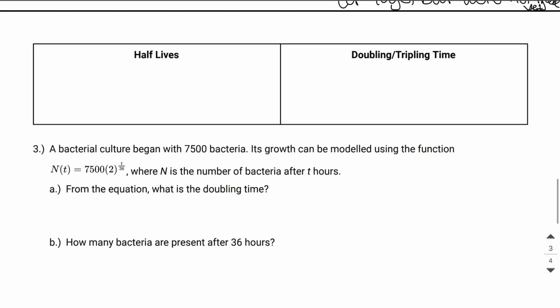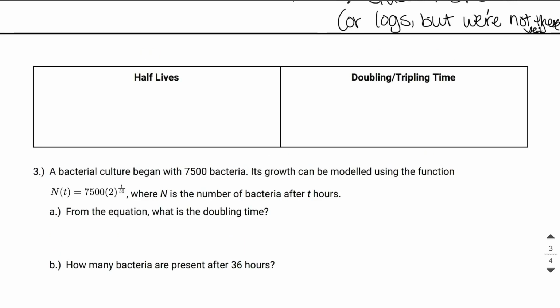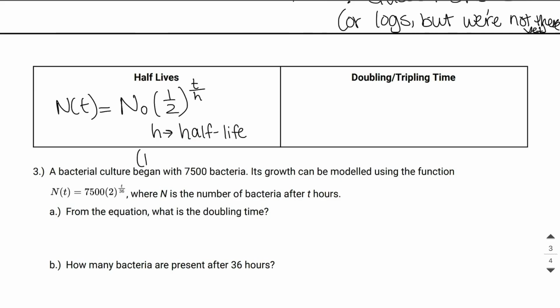Okay, so a few more things to talk about. Half-lives. If we have half-lives right here, the general formula for half-life is going to be n equals n sub 0 times 1/2 to the power of t. Let's make this n of t, t over h, where h is your half-life. So how long it takes to cut in half.